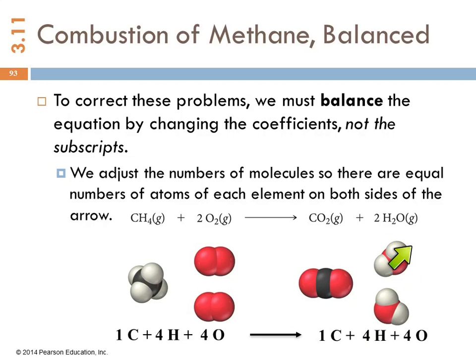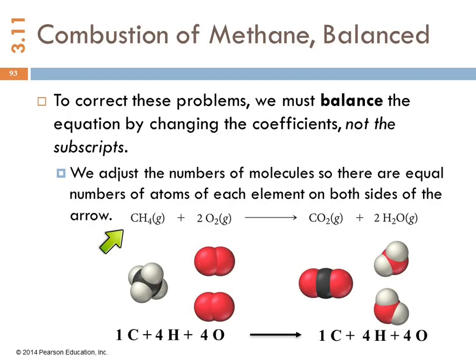When we make 2 of these guys and 2 of those, then we can see there's 4 white balls on that side and 4 on this side. There's 1 black ball on each side. There are 4 red balls on the left side and 4 red balls on the right side. That's what we're doing when we're balancing equations. So that's the picture.